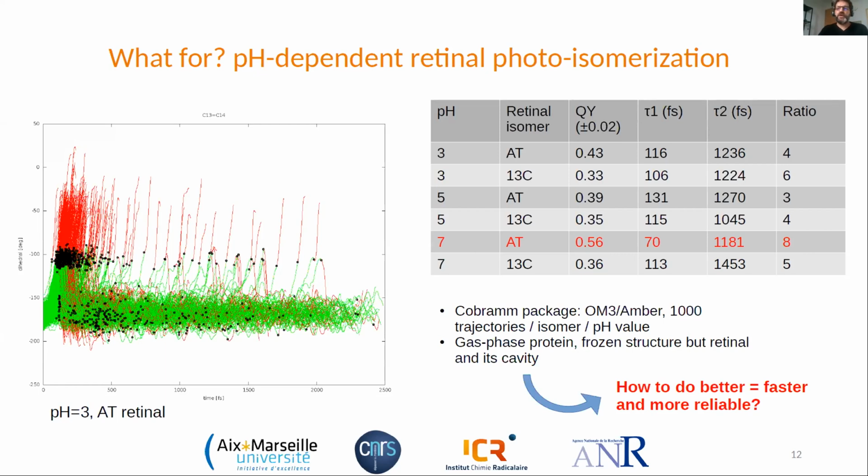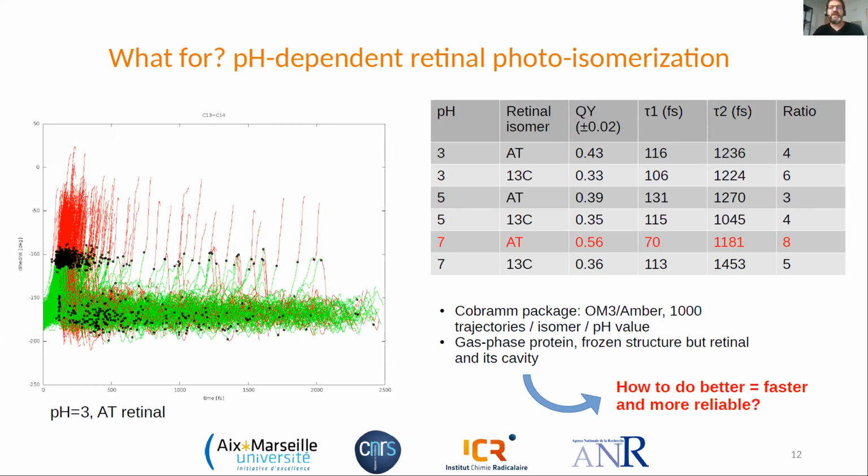The black dots are representing hops between S1 and S0, and then the decay to S0. And then you have also a family of trajectories that remain at the initial value of the dihedral and eventually hop back to the ground state, but being unreactant, meaning that the retinal isn't isomerizing.